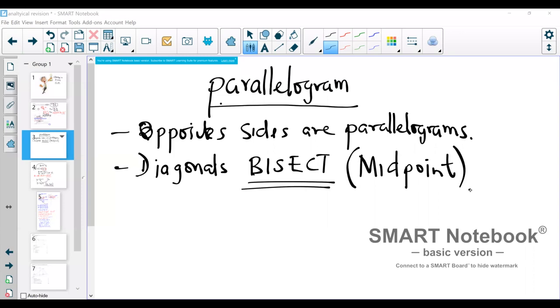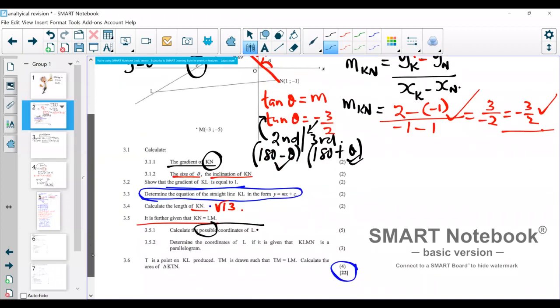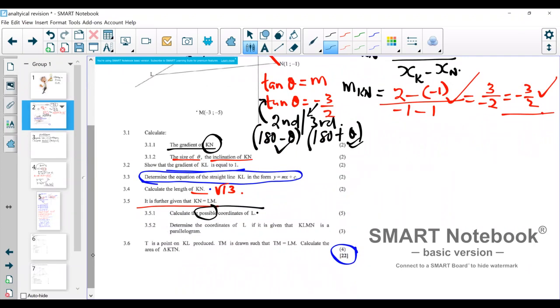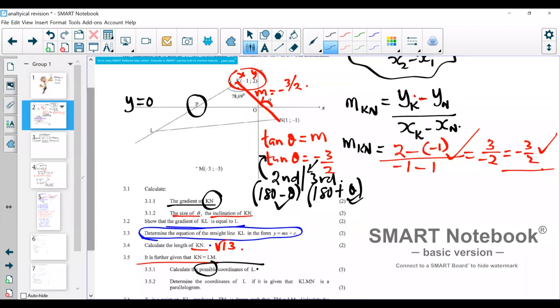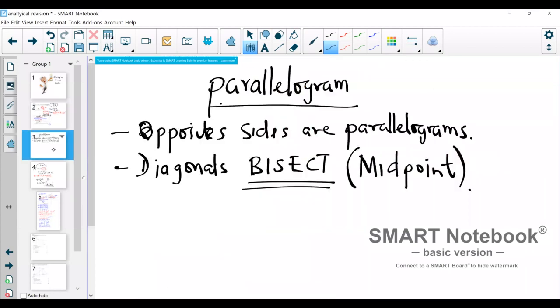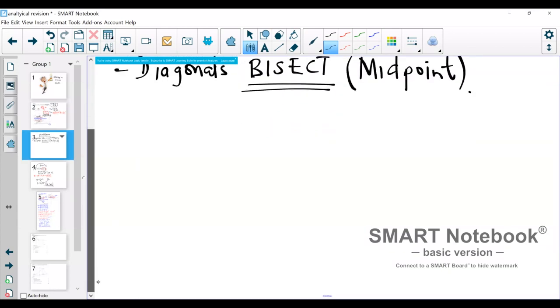All right, let's go back to the question. It says determine the coordinate of L if it is given that KLMN is a parallelogram. KLMN. All right, can you trace it? KLMN is a parallelogram. Which one would be the coordinate of L? I'm going to go to a new page that I created just now, a parallelogram.